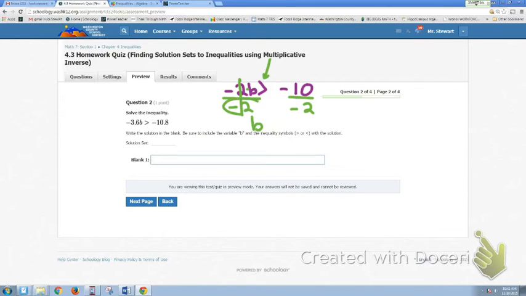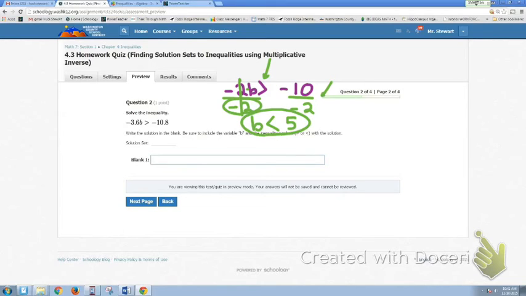Since I divided by a negative 2, the direction of the inequality changes. It doesn't become an equal to or anything like that. It just reverses. So now, instead of b being larger, it's going to be b is less than, and b is going to be less than whatever happens over here. So a negative 10 divided by negative 2 is a positive 5. So that means that in my case, b is less than a positive 5.